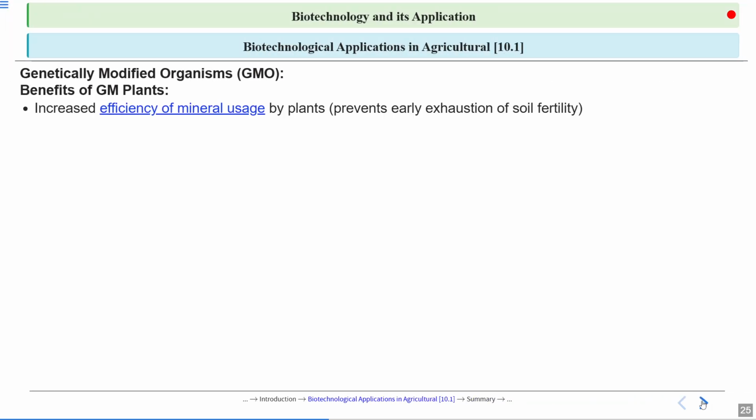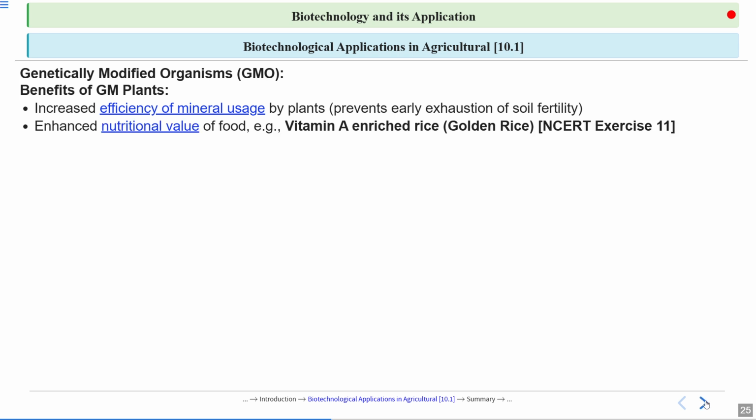Now, what are the uses of this genetically modified plant? It has increased the efficiency of mineral usage by plants. So what happens is that these genetically modified plants have the ability to use the minerals from the soil more efficiently. So now what will happen? It will prevent the early exhaustion of soil fertility, because it has efficiently used the minerals.